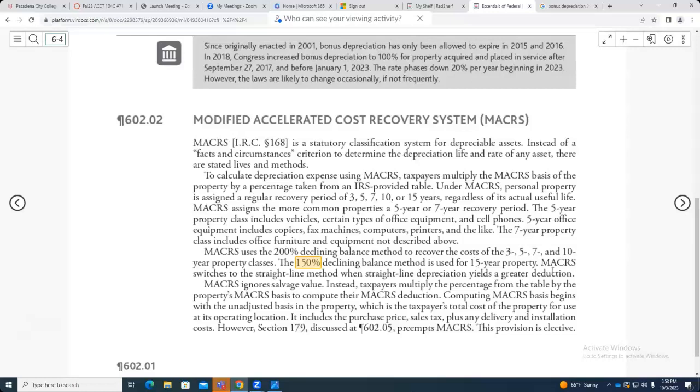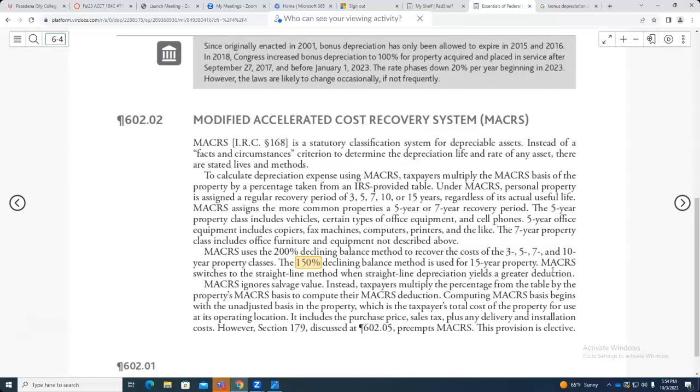So with MACRS, there are three options: the straight line, the accelerated, and the 200 declining. As soon as you say accelerated, then you have to say, okay, is it 3, 5, 7, 10 years property? Yes, then 200% double declining is your option.